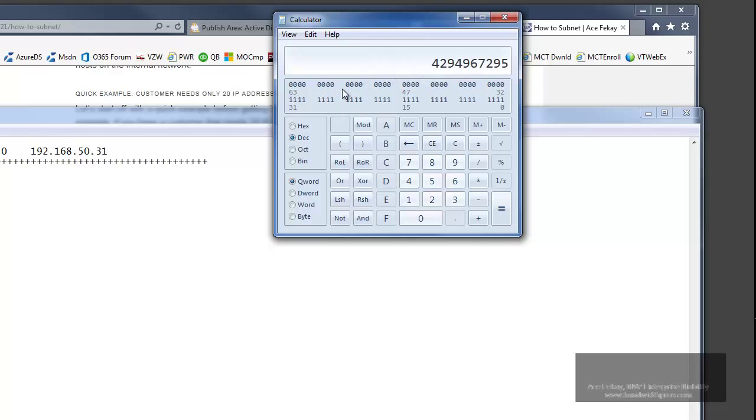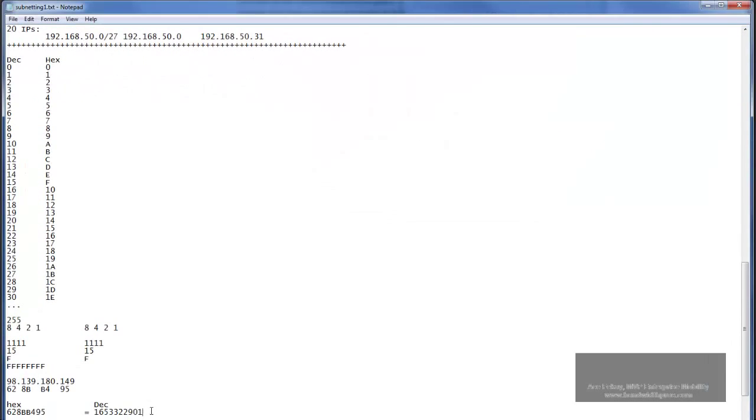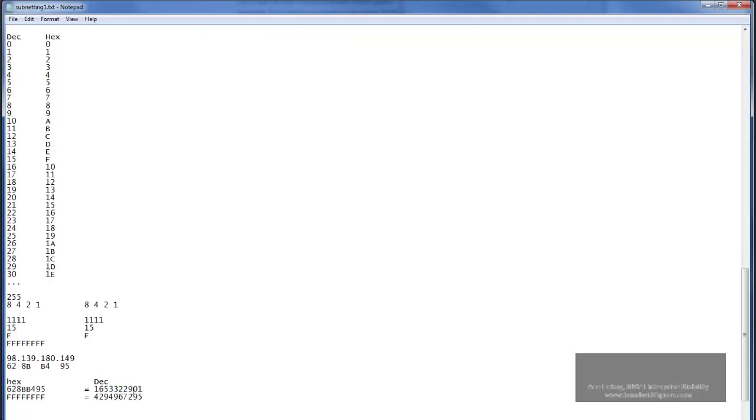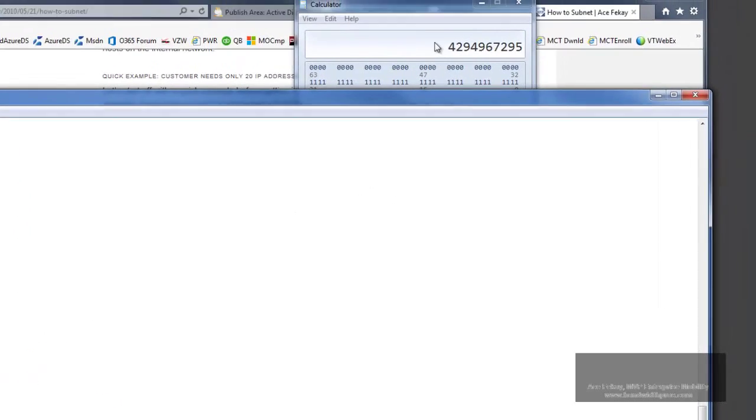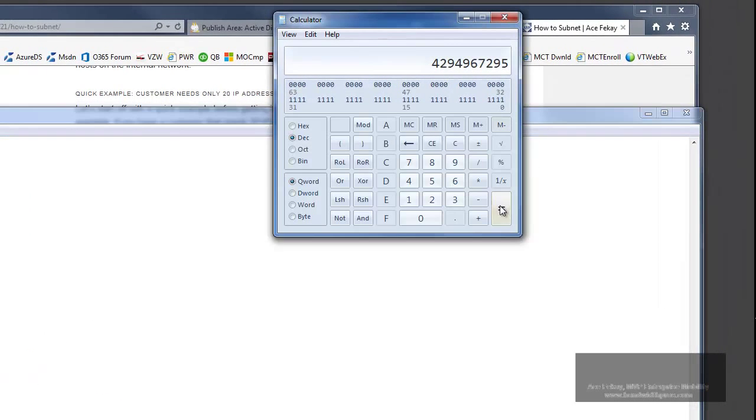Take the hex, paste that. And I'm going to get the decimal out of it. Look at that number there. Copy. And remember this decimal here? I'm going to take a FF, and I'm going to add those two together. And then I'm going to say plus, paste, equal. Copy.